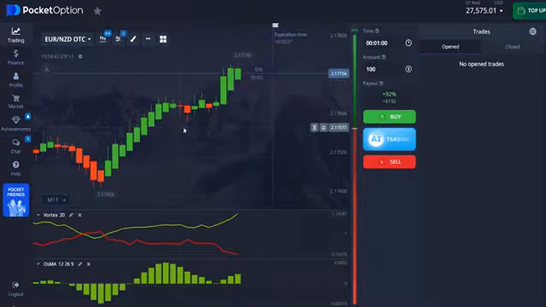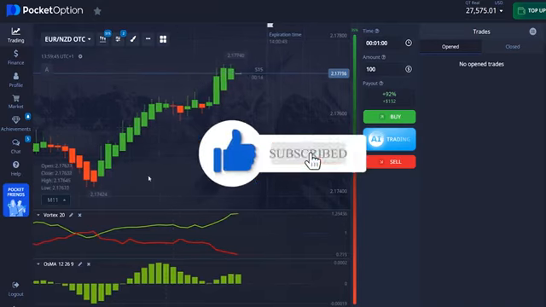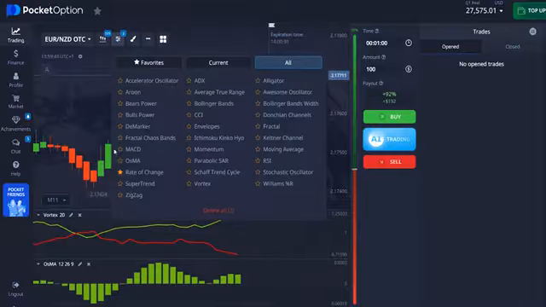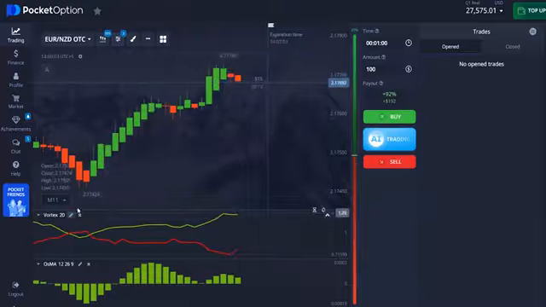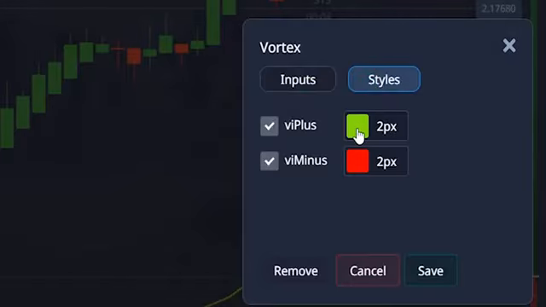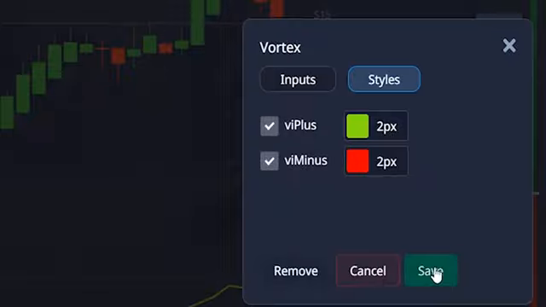So this strategy is a very simple one, and we're going to be making use of 2 indicators. For you to know where your indicator is, you're going to come over to the indicator section right here. The first indicator we're going to be using is Vortex, and the second one is OSMA. The settings of my Vortex comes with the period of 20, while on the style level, I'm going to be making use of the green, and I'm going to be turning each of them on 2 pixels, guys. When you're done, you're going to hit save.